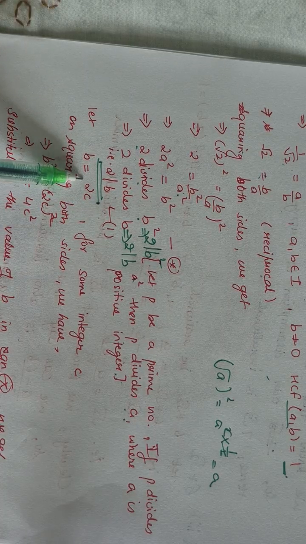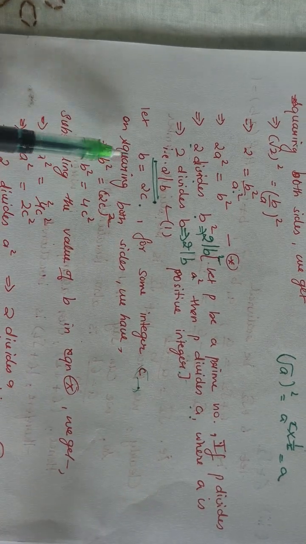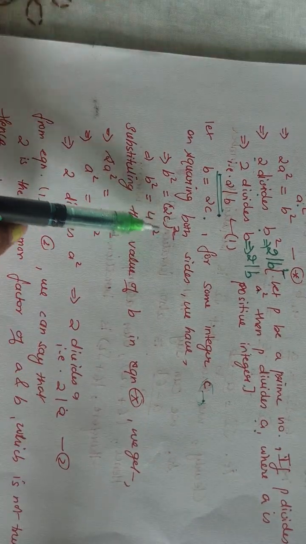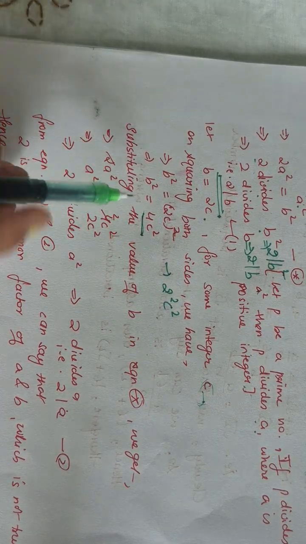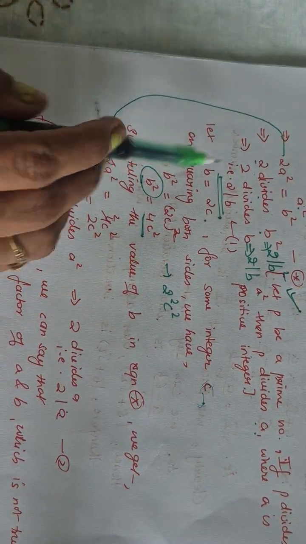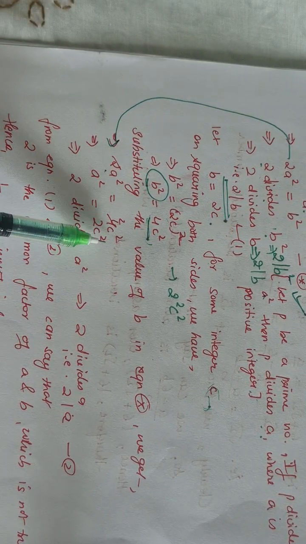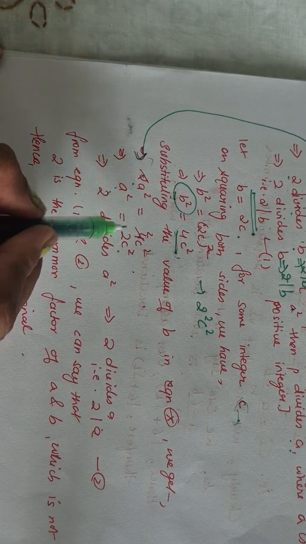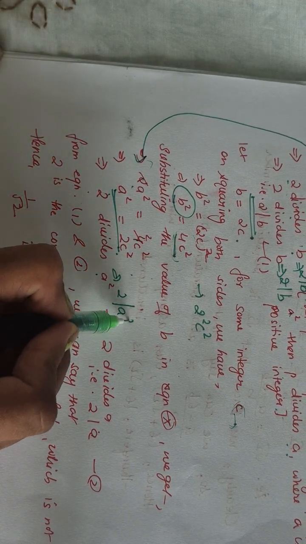Now let us assume that b equals 2c, where c is some integer. On squaring both sides, we have b square equal to 2c whole square, which we can write as 2 square into c square, which gives you 4c square. Now putting the value of b square in the star equation, 2a square equals b square, we replace b square with 4c square. That is 2a square equals 4c square. The 2 and 2 cancel out, so a square equals 2c square.